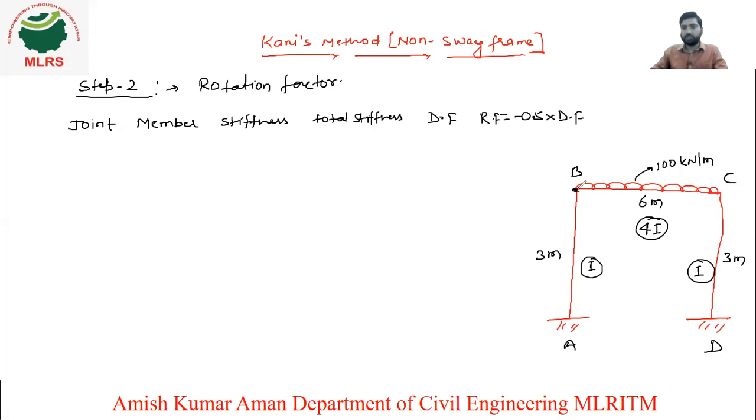Joint: how many joints are there? You can see only 2 joints, B joint and C joint. So joint B and joint C. For B joint, how many members? 2 members, BA and BC. For C joint, again 2 members, CB and CD.